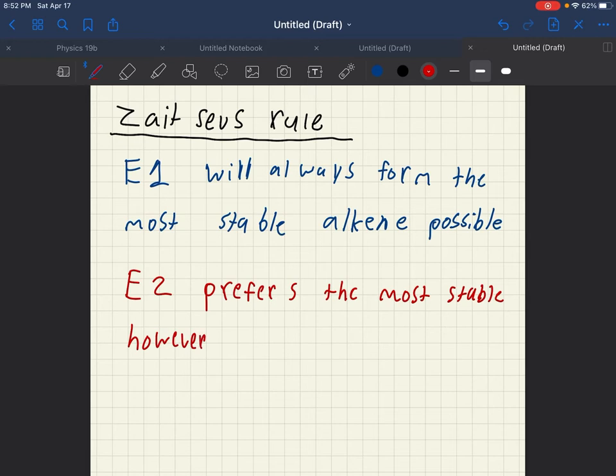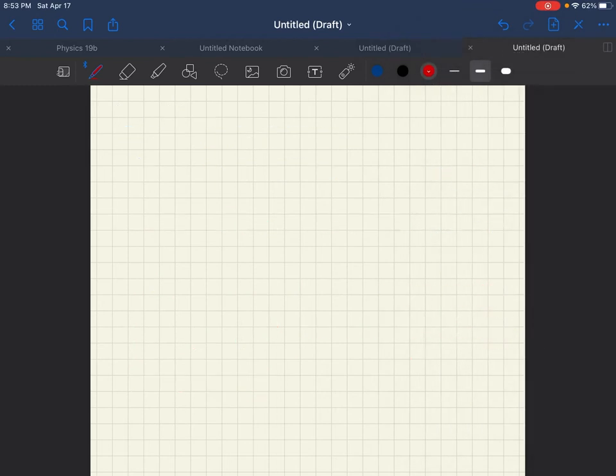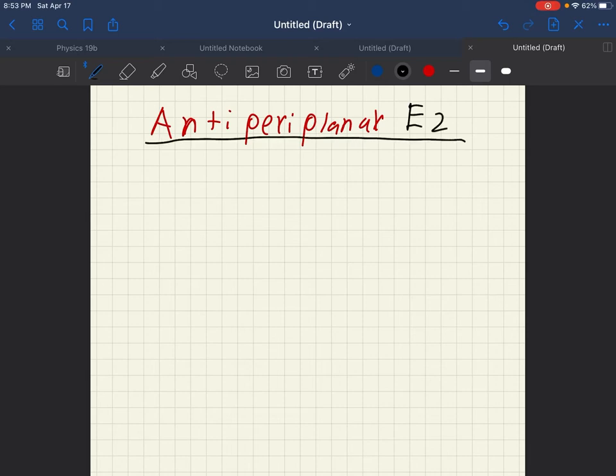However, anti-periplanar geometry is required. So anti-periplanar geometry, let's go over that first before we go any further. So what exactly is anti-periplanar geometry? Best way to show this is an example.